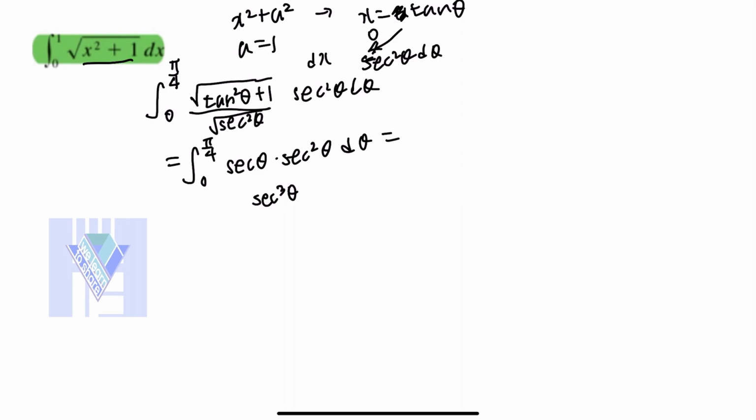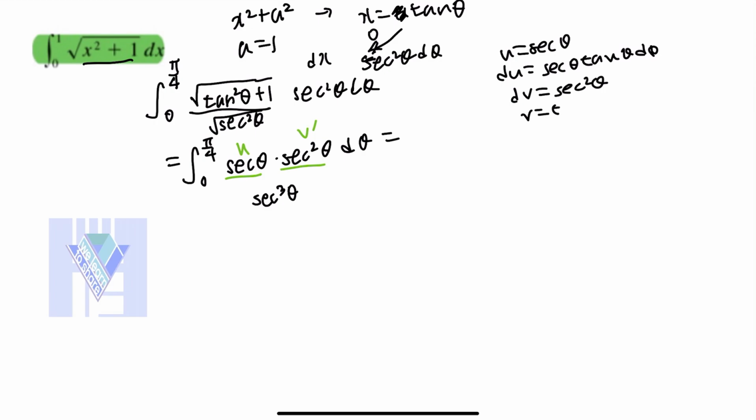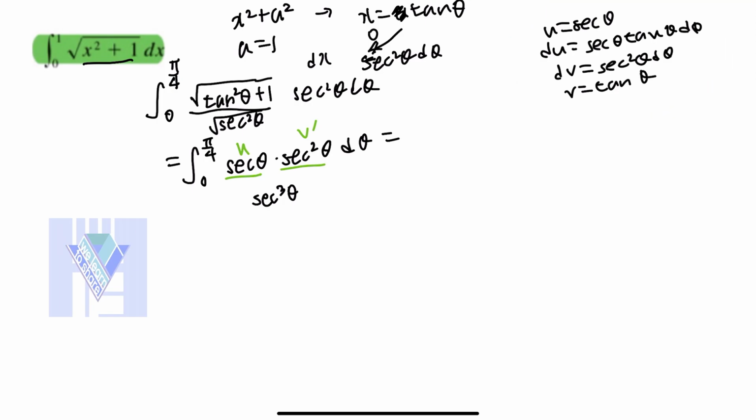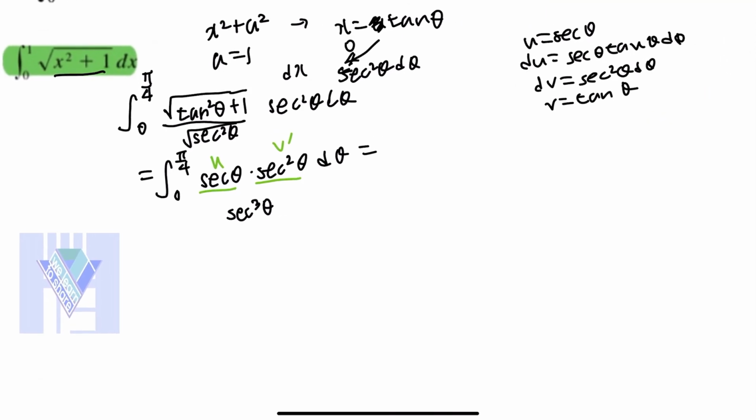So let's say that this is u and this is v prime. Then your u is secant theta, so your du would be secant theta tangent theta d theta, and your dv is secant squared theta, so your v would be tangent theta. So having this set, let's do partial integration. You would have u, which is secant theta, times v, which is tangent theta.